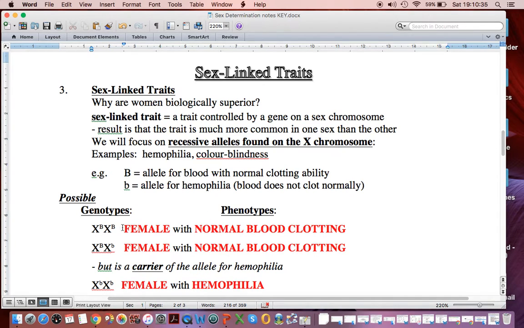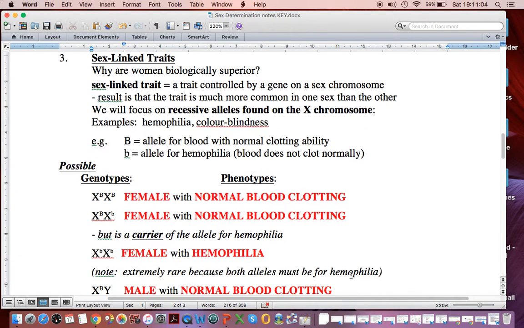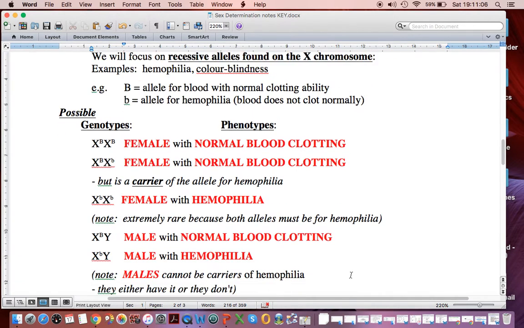Now, then we interpret the B's. Well, normal blood clotting, because it turns out normal blood clotting is dominant over hemophilia. So here it's heterozygous, big B, little b, and again it's normal blood clotting. But this person would be called a carrier, because although they don't have hemophilia, they can pass on the gene for hemophilia. And in order for a female to have hemophilia, she must have both recessive genes. And that means it's very rare.